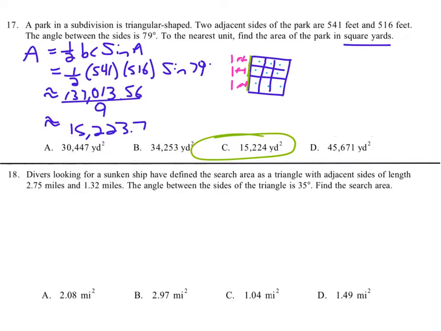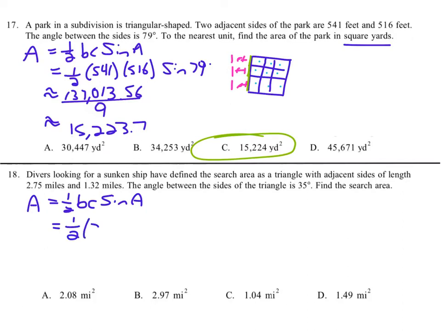Okay. Divers looking for a sunken ship have defined the search area as a triangle with adjacent side lengths of 2.75 miles and 1.32 miles. Again, they say the angle in between the sides of the triangle is 35. Find the search area. So we're going to use 1/2 side 1 times side 2 times the sine of the included angle. Now let's just plug those in and see what we get.